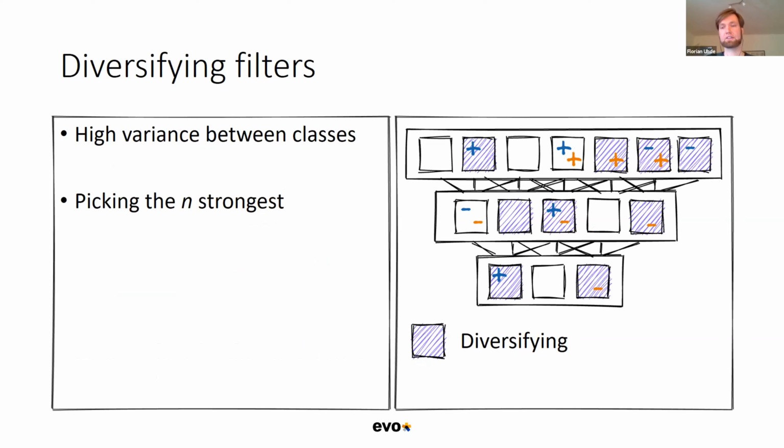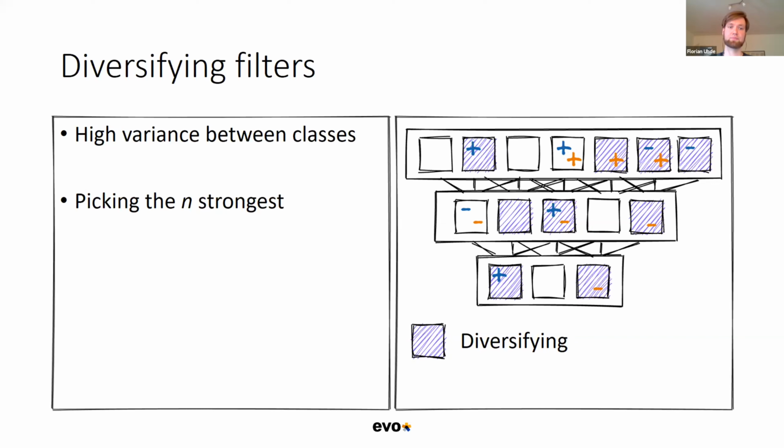So now we are looking at filters that do have different activation levels between the two classes. Like the one in the center we just talked about is a prime example of this. But we could also have a filter that only activates on class A with a strong activation and not so much on class B. So we do have different levels of diversity here. And to pick those, we again calculate the variance between the two classes and then just select the n strongest filters here.